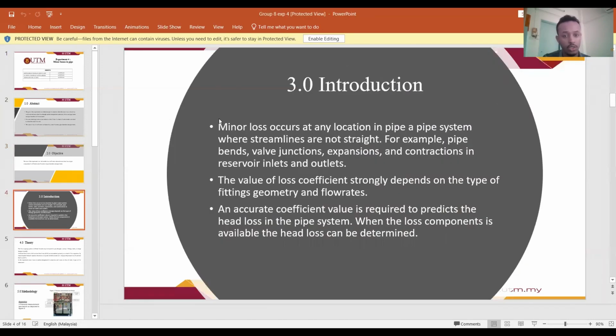Introduction. Minor loss occurs at any location in a pipe system where streamlines are not straight, for example pipe bends, valve sections, expansions, and contractions, including inlets and outlets. The value of the loss coefficient strongly depends on the type of fitting, geometry, and flow rates. An accurate loss coefficient value is required to predict the head loss in the pipe system. When the loss coefficient is available, the head loss can be determined.